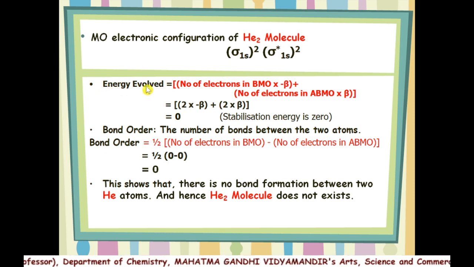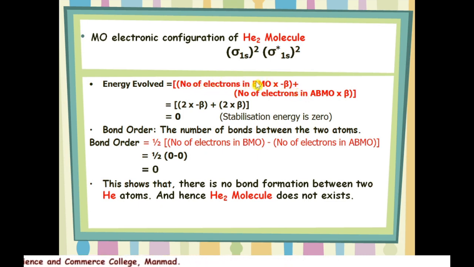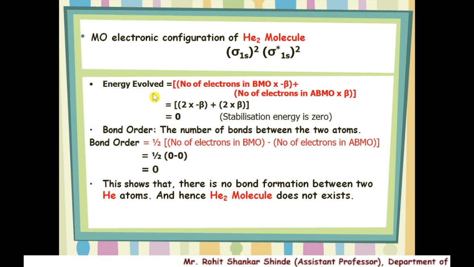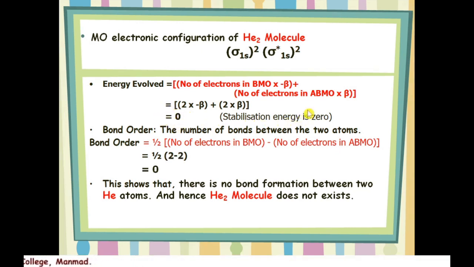Let us calculate the energy evolved. The energy evolved can be calculated by using this formula. Let us put the values. The number of electrons in BMO is 2. 2 into minus beta plus 2 into beta. So minus 2 beta plus 2 beta becomes 0. So the energy evolved in the formation of the He2 molecule is 0. Stabilization energy is 0.